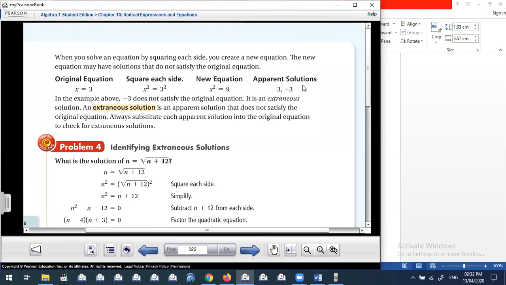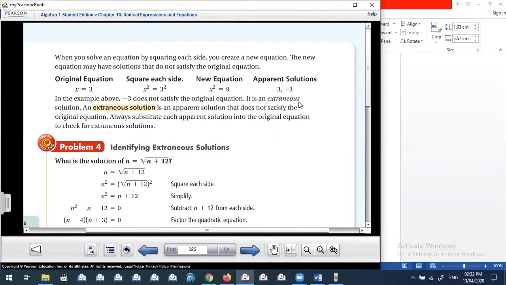Apparent solutions: 3 and negative 3, because if we square 3, 3 power 2 will be 9, and also negative 3 power 2 will be 9. In the example above, negative 3 doesn't satisfy the original. Why? Because negative 3 does not equal 3. So it's an extraneous solution.